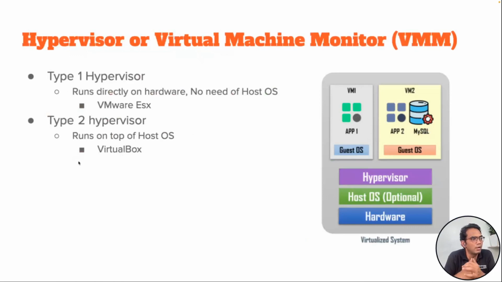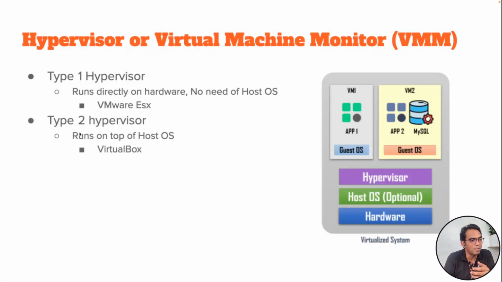Now, there are 2 kinds of hypervisors. We also call them virtual machine monitors or VMM. Both terms you can use interchangeably, whichever you wish. So in the type 1 hypervisor, it directly runs on the hardware. What we are saying is, you take your physical machine, whatever you have, and you can deploy the hypervisor directly on top of it. And that becomes your type 1 hypervisor. It does not require any OS per se.